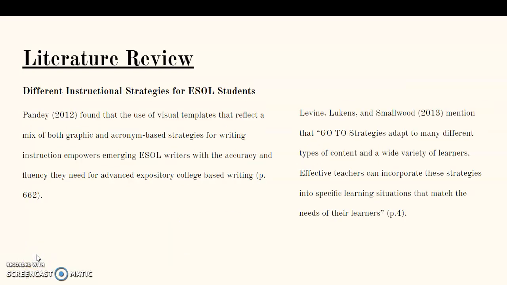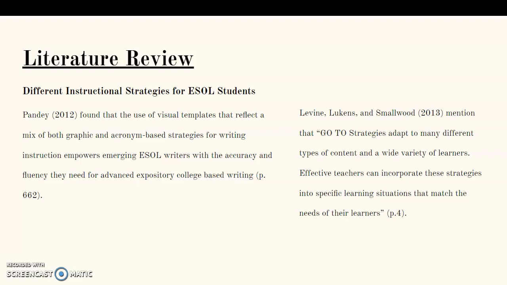The next part of my literature review, I focused on different instructional strategies for ESOL students. So Pandy also found that the use of visual templates that reflect a mix of both graphic and acronym-based strategies for writing instruction empowers emerging ESOL writers with the accuracy and fluency they need for advanced expository college-based writing. Levins, Lukens, and Smallwood mention that the go-to strategies adapt to many different types of content and a wide variety of learners, and effective teachers can incorporate these strategies into specific learning situations that match the needs of their learners.